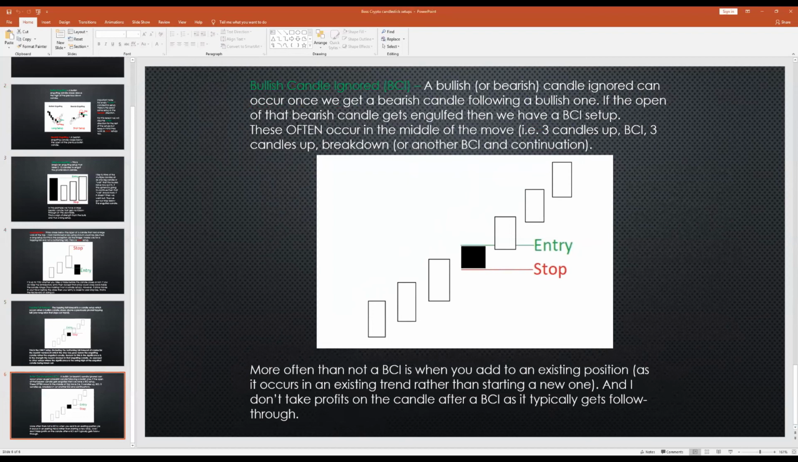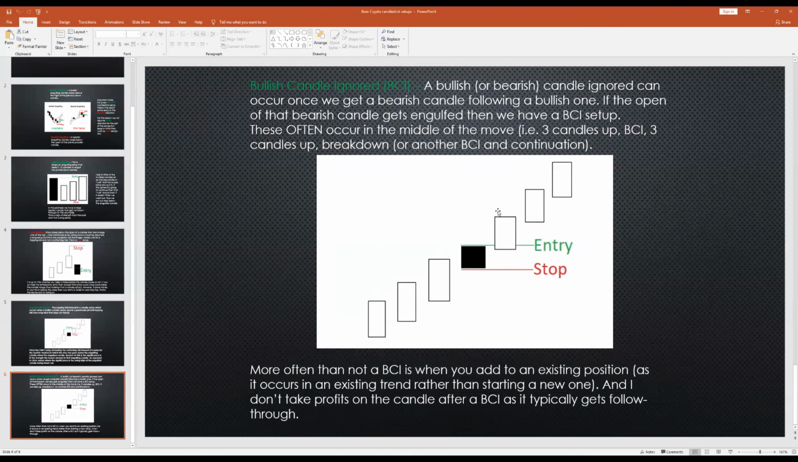right? And if the open of that bearish candle gets engulfed, we have a BCI setup. And more often than not, these will occur in the middle of the moves. Meaning, we have 1, 2, 3 candles going up, and then you have a candle that attempts to reverse that pattern or stop it or stall it or basically do anything but go up. And then that candle gets negated, essentially, right? So this candle tries to stop the trend or change it, and the buyers come in and basically negate that, right? That's a sign of strength, and we want in on that, both from the upside and the downside, right?